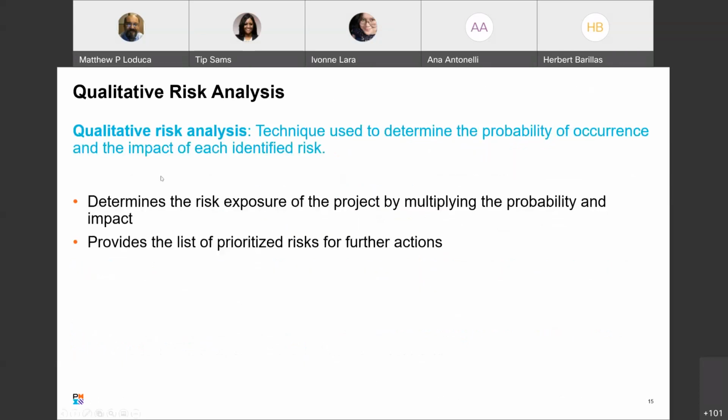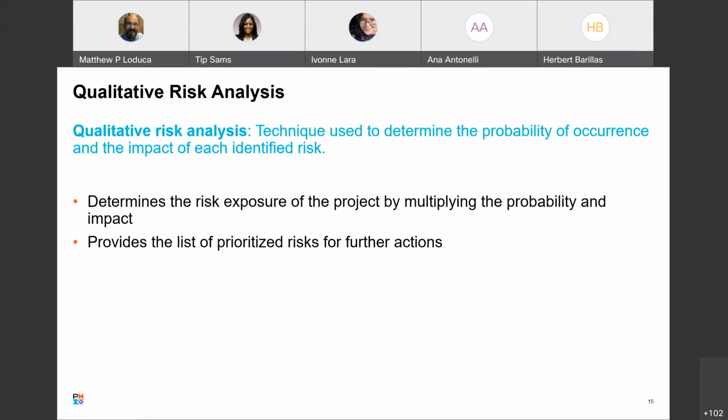All right, qualitative risk analysis. Qualitative risk analysis is a technique used to determine the probability of an occurrence and the impact of each identified risk. It determines the risk exposure of the project by multiplying the probability and the impact, and provides a list of prioritized risks for further actions. So let's kind of take a step back.